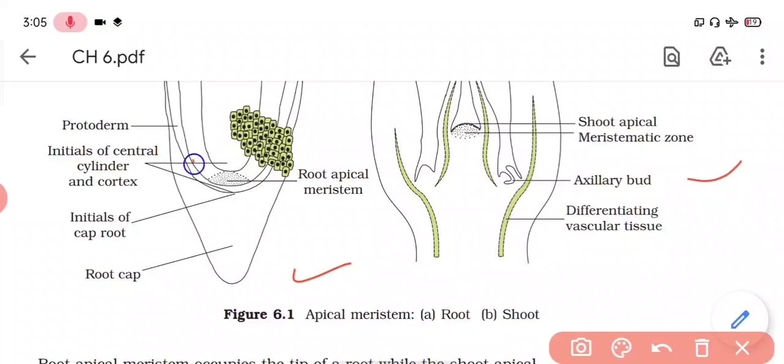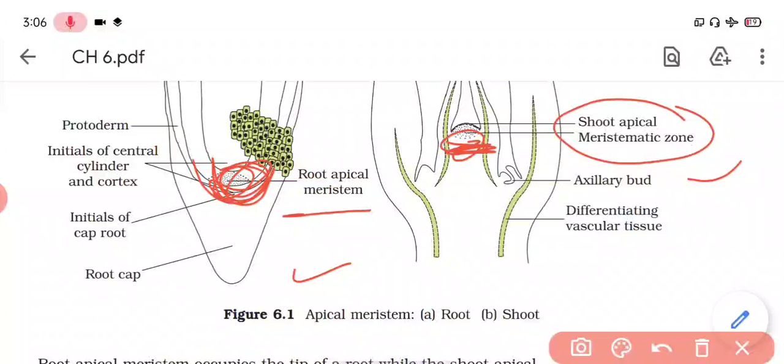At the portion where the cells are dividing to form or elongate the roots, we call that the root apical meristem, and the portion where the cells are dividing for the formation or elongation of shoot occurs, that portion is known as the shoot apical meristematic zone.